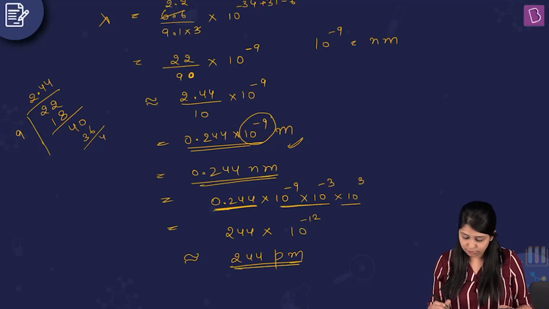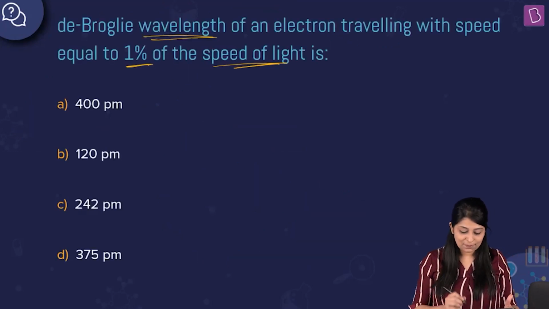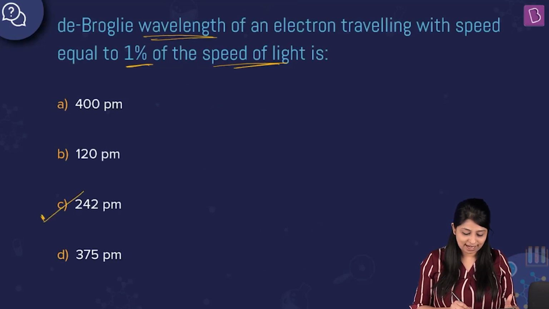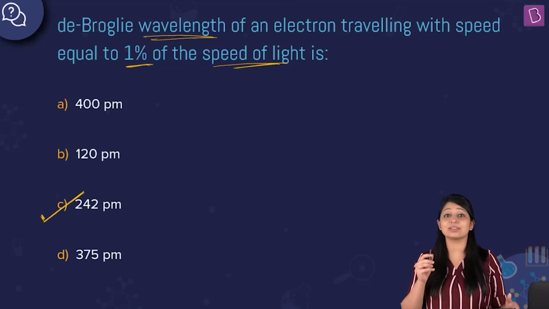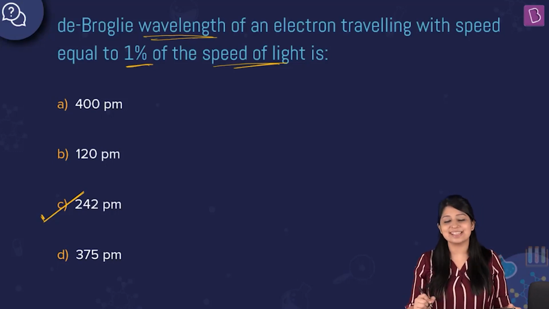Let's see which option is very, very close to our answer that we have got. Well, option C, that is very, very close to the answer that we got after calculating, and option C is the correct option.